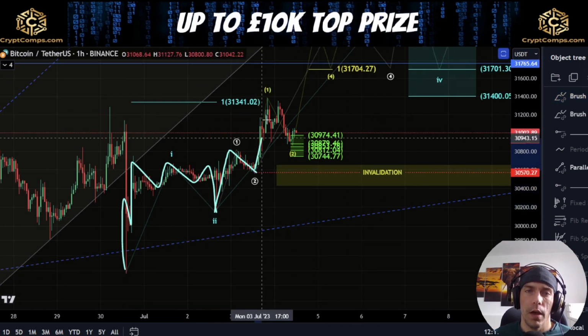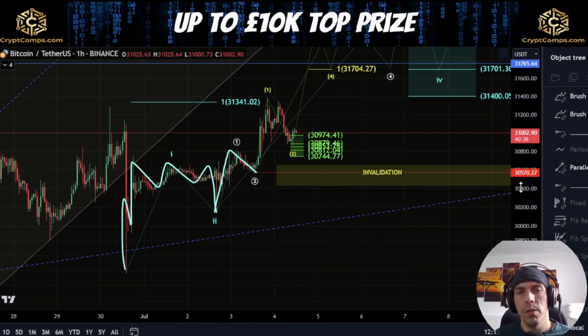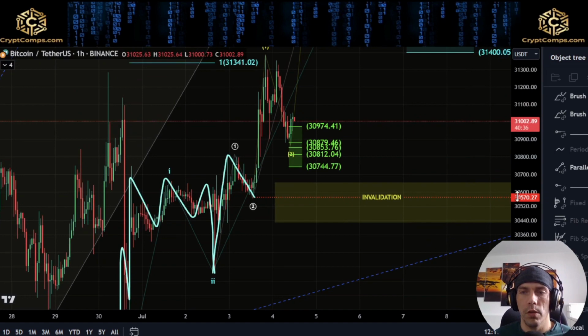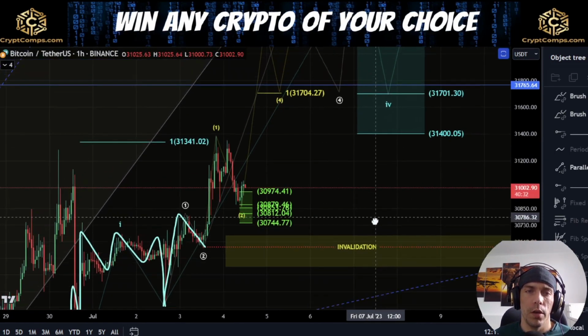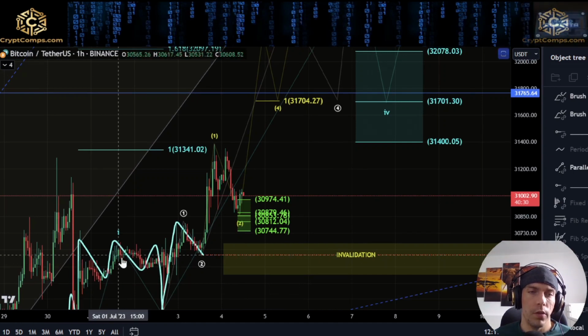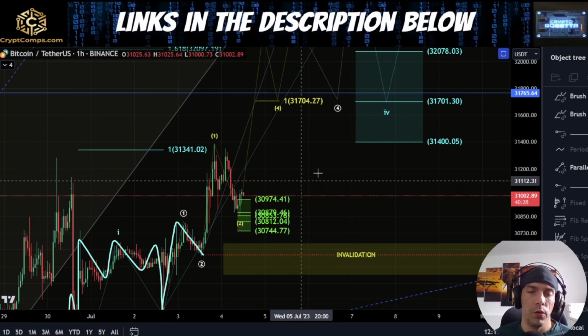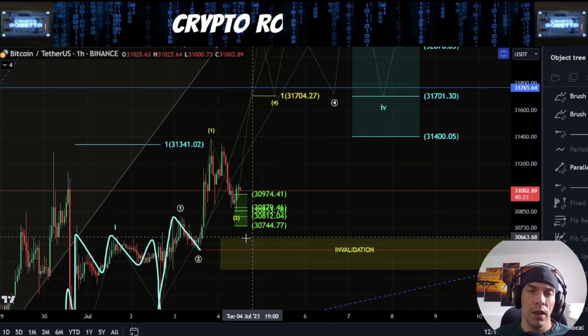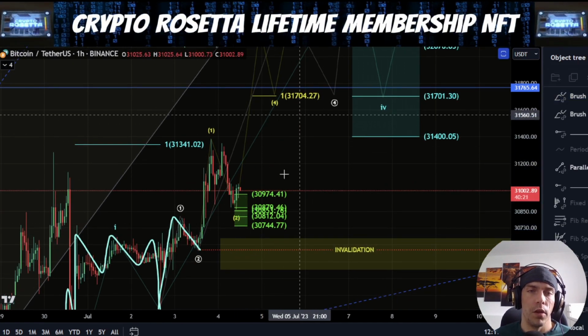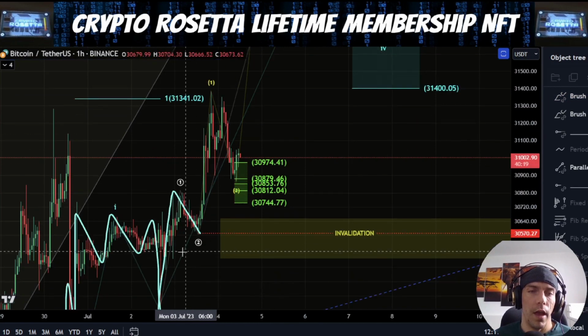And then we could also have 1, 2 here again. Now, this would be valid for as long as we hold this 30,570 level. And what I'd be looking out for here is that if we are looking at this count where we have 1, 2, 1, 2, 1, 2, what we want to see is when this reverses, we want to see nice, clean, strong price action to the upside.